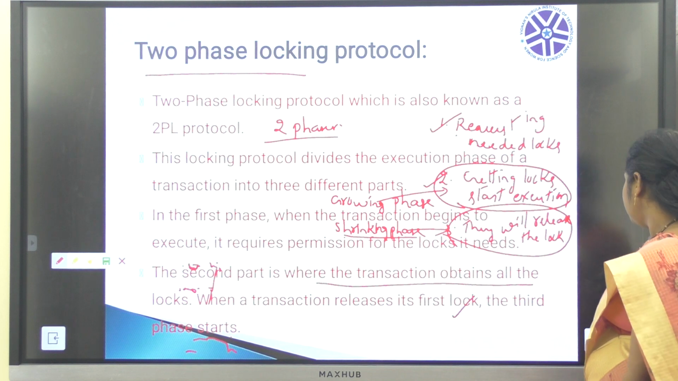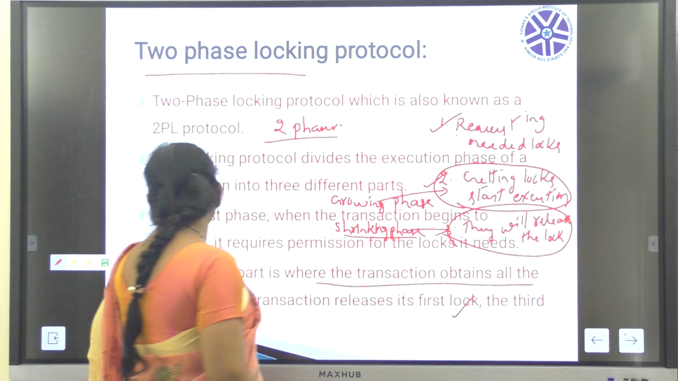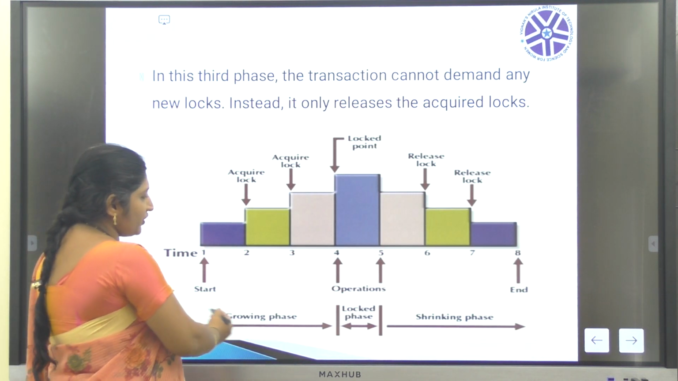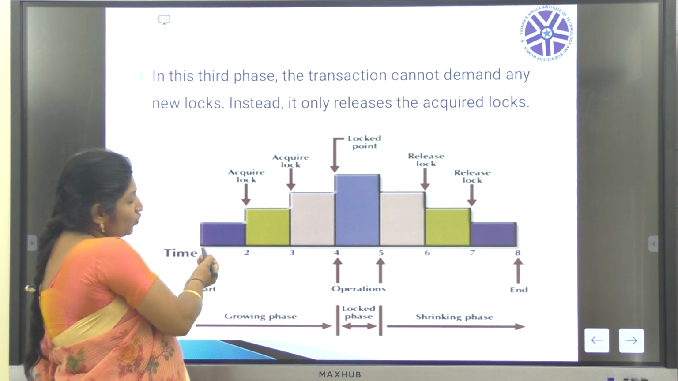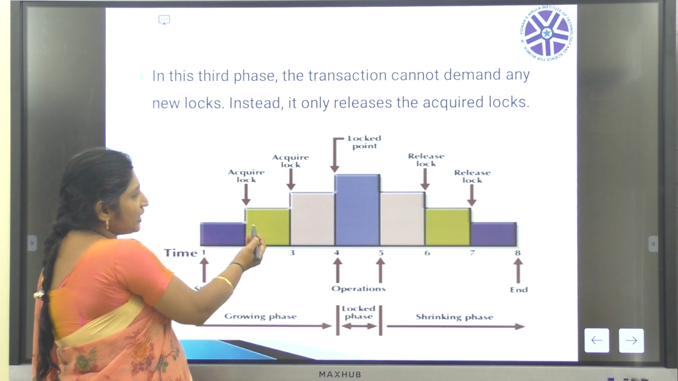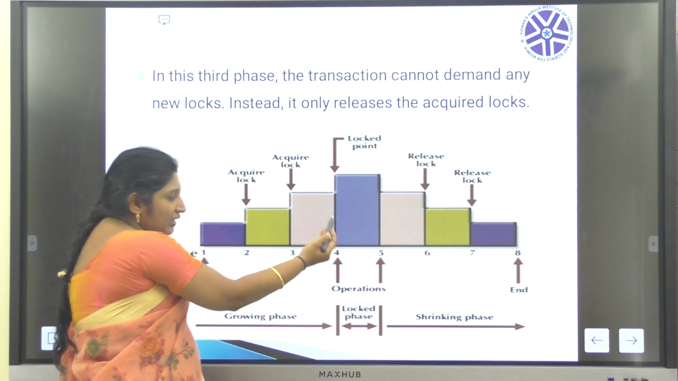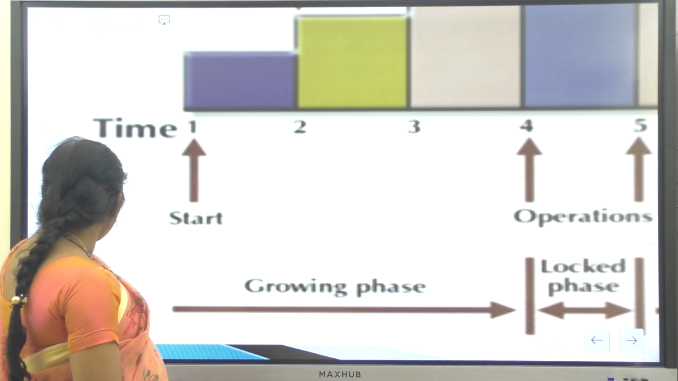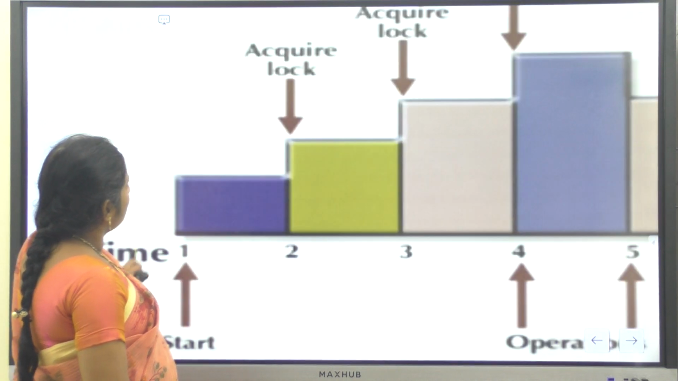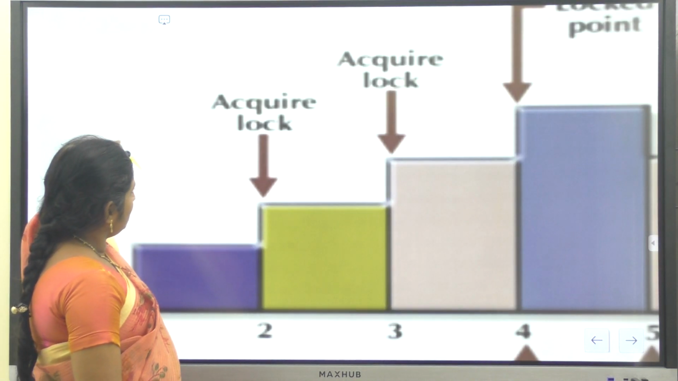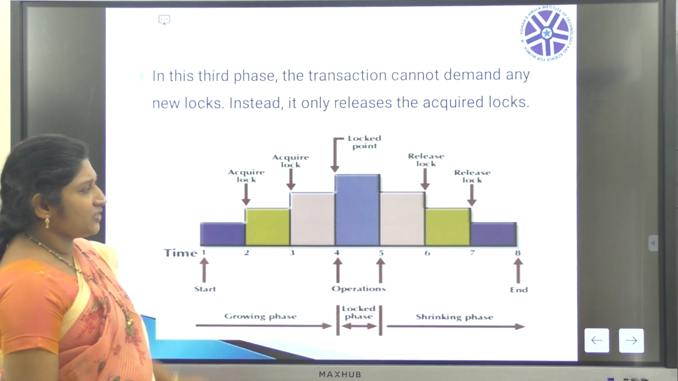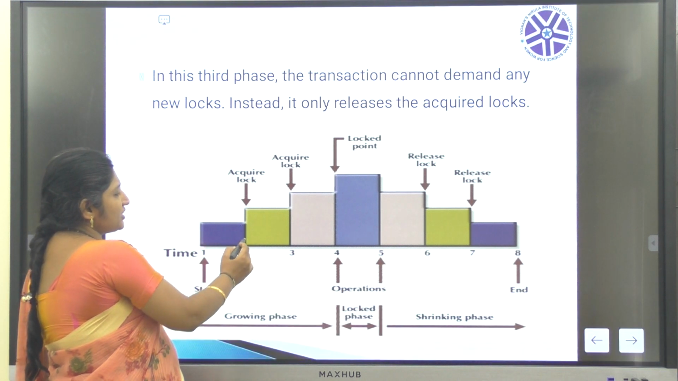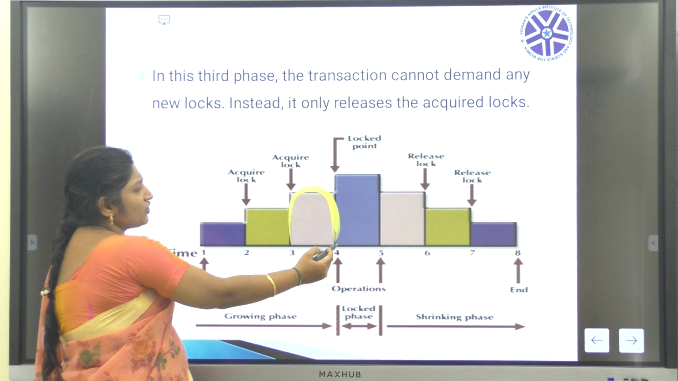You will see that in the growing phase, it obtains a lock at time T1. At T2 it acquires another lock. At another point of time it acquires another lock. The number of locks keeps increasing. At the first point of view, no locks are held. Next, the number of locks increases, and again, and again.